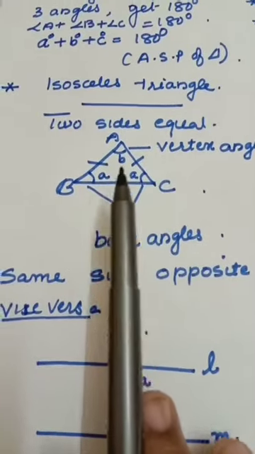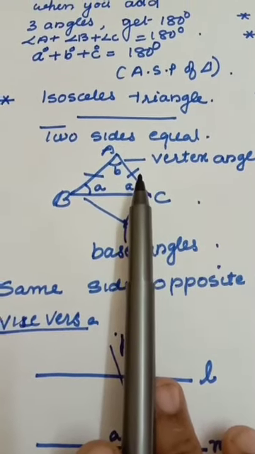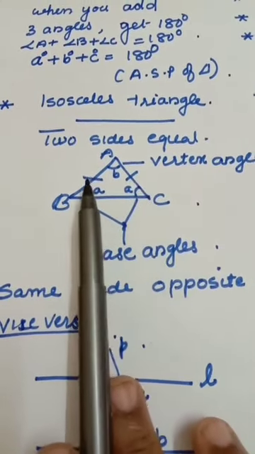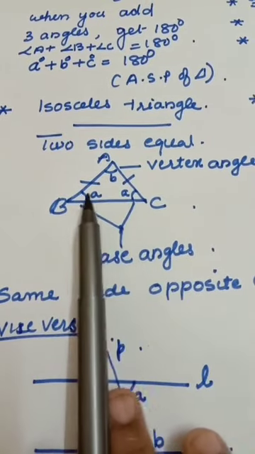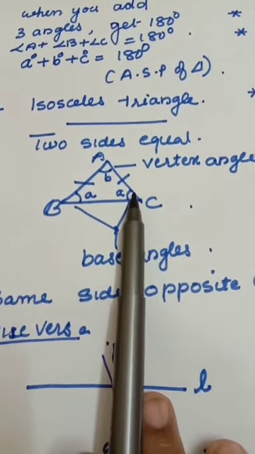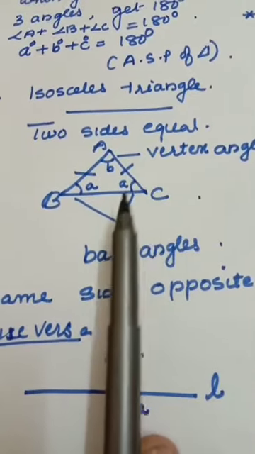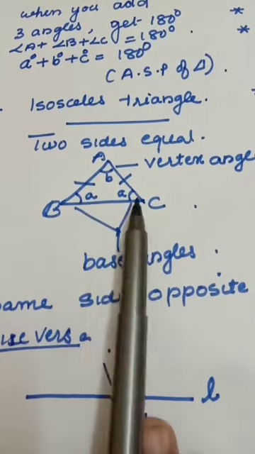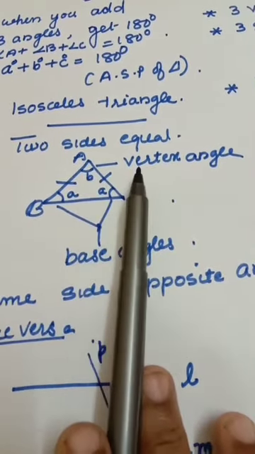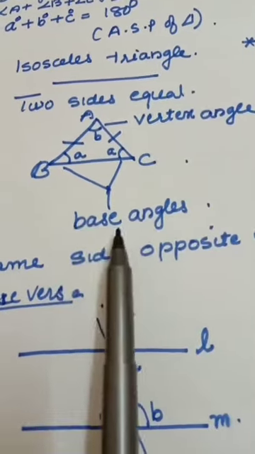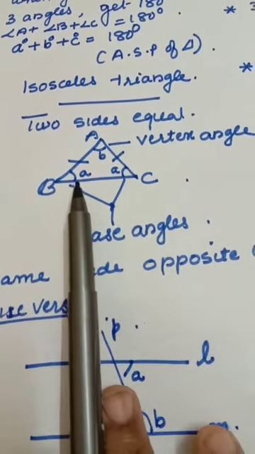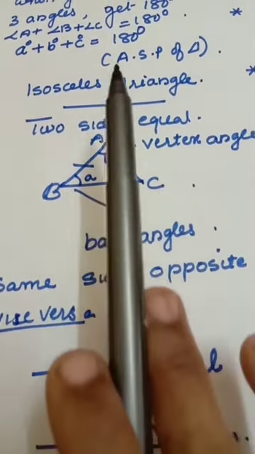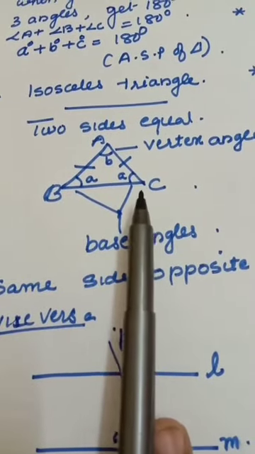One another rule is there. If two sides are equal, then their opposite angles are also equal. Here A degree, then here also should be A degree. Now in an isosceles triangle, two sides equal. These angles are called base angles. This angle is called the vertex angle. A is the vertex angle. B and C are called base angles. In an isosceles triangle, base angles are always equal.